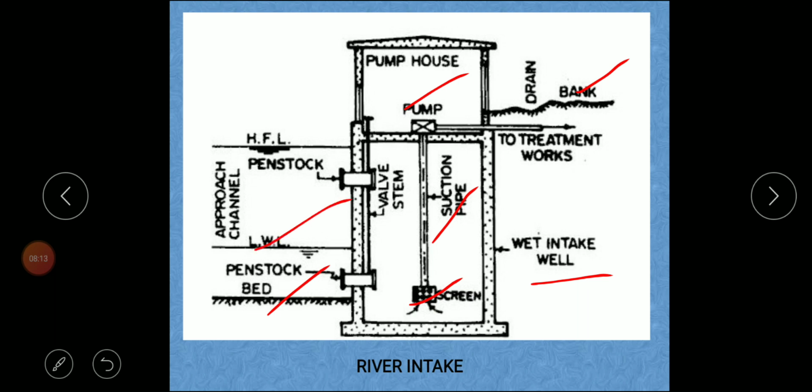It is the low water level. It is the maximum water level. Here one of the penstocks is provided, and to control the flow of water, a valve is used, that is called the valve stem. Here the approach channel is there and it is a drain. The excess water flows up to the drain.